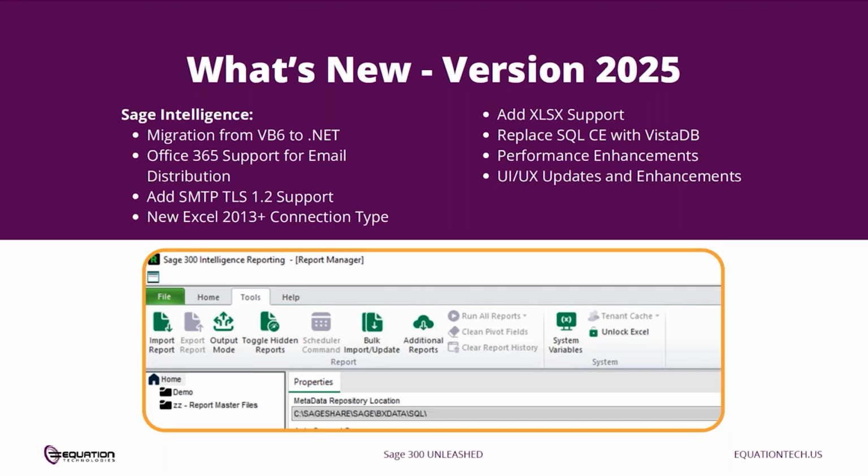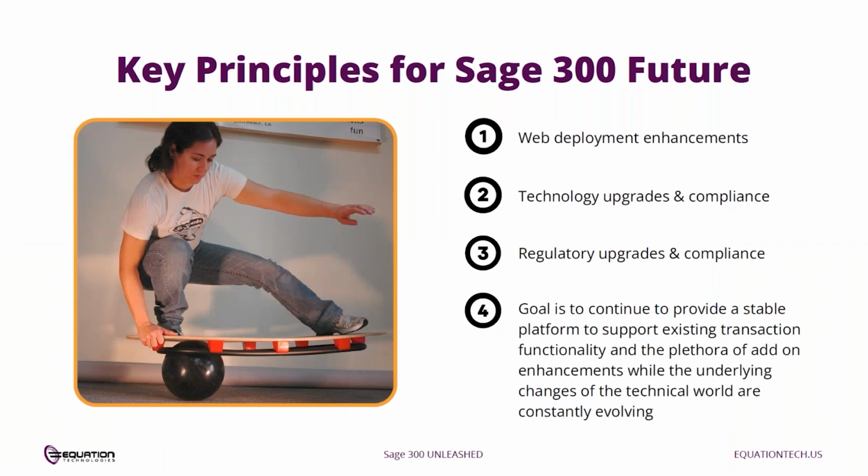So again, the key principles for the future of Sage 300 is the web deployment. Again, that's going to just make everybody's life easier as we move away from the classic desktop onto the web. Of course, it simplifies the deployment for the users, and you just have to maintain one server. There's the technology and the regulatory upgrades, and the real goal is to provide a platform that all of the various third-party enhancements and all your customizations and integrations can build on top of.